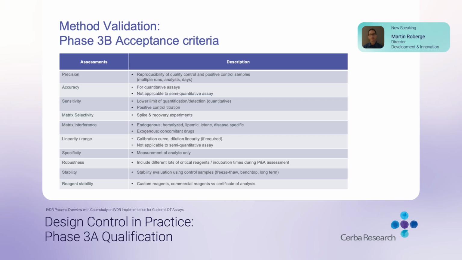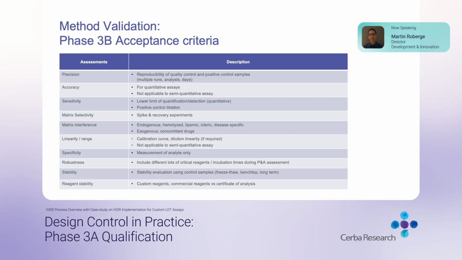So for matrix selectivity, similarly, we need to do spike and recovery experiments to make sure there's no interference from matrix. And again, more specifically, we'll need to evaluate endogenous, hemolyzed, lipemic, icteric, disease-specific samples that could interfere with the assay format. During method validation, we would also evaluate exogenous interference from, let's say, concomitant drugs or other analytes that can be present in different disease populations. Establish linearity and range of the assay with the calibration curve, dilution linearity, etc. Need to demonstrate specificity, robustness as well.